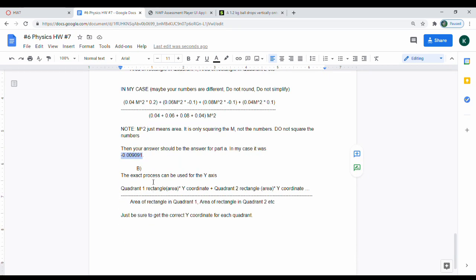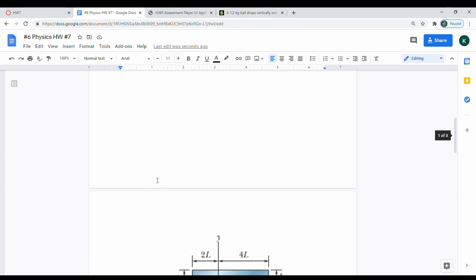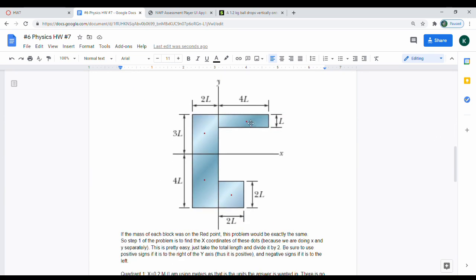And then for B, you do the exact same process for the y-axis. You find out what the y coordinate is of the center of each one. You already know the masses of each, so you just multiply them each by their y-coordinate, whether it's positive or negative, and then divide it by the total area.